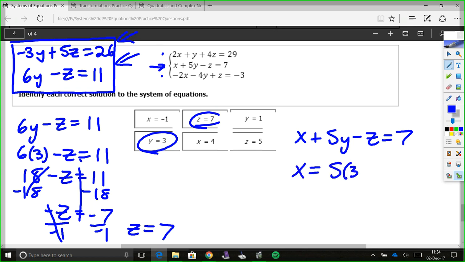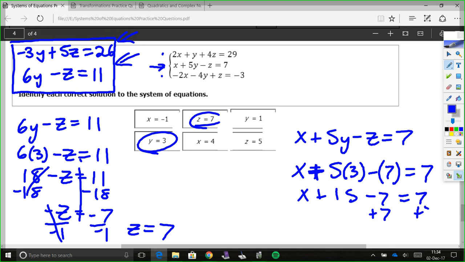We'll have 5 times 3 minus 7 equals 7. Oh, this is plus, by the way. Okay. So this will be x plus 15 minus 7 equals 7. I can add 7 to both sides. To get rid of that, I'll also subtract 15 from both sides. I'm just going to do them both at the same time, if that's okay. So we'll have x equal to 7 plus 7 is 14. Then minus 15 would be negative 1. So x equals negative 1.